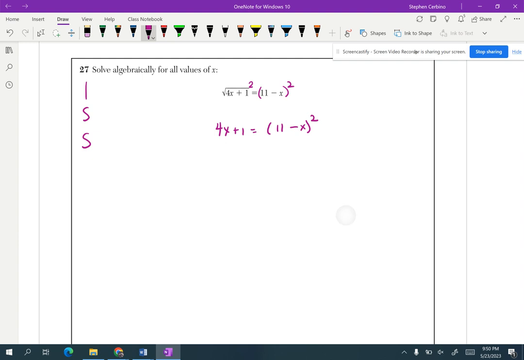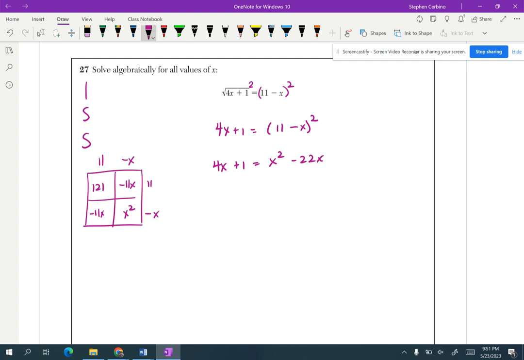Now, if you're pretty good with squaring binomials, you probably could square this one out yourself. But if not, you could go ahead and make your boxes, which is how I'm going to do it just to make sure that we're all on the same page. If we make some boxes off to the side, we have 11, negative x, 11, and negative x. We have 121, negative 11x, negative 11x, and positive x squared. So this is going to become 4x plus 1 equals, I'm going to put the x squared term first, x squared minus 22x plus 121.